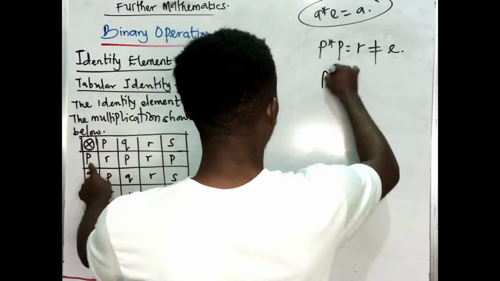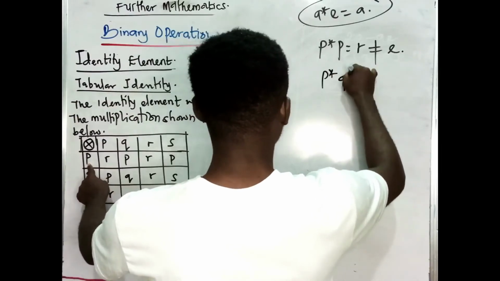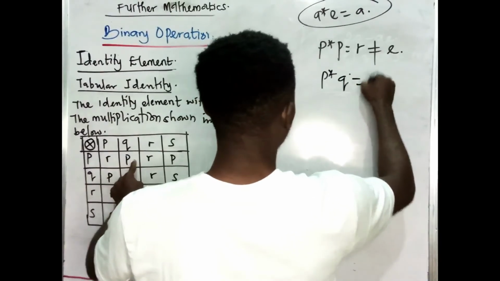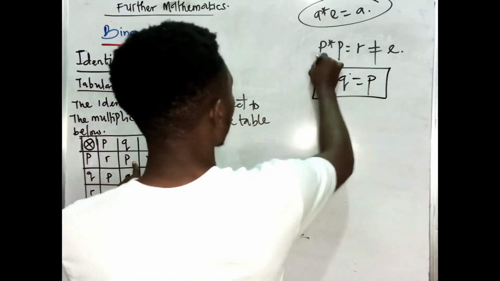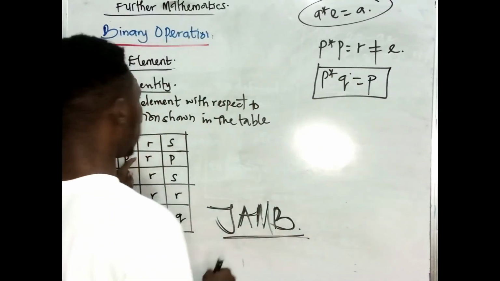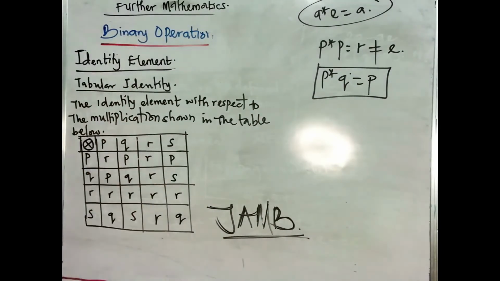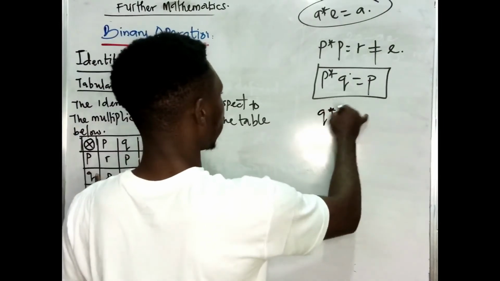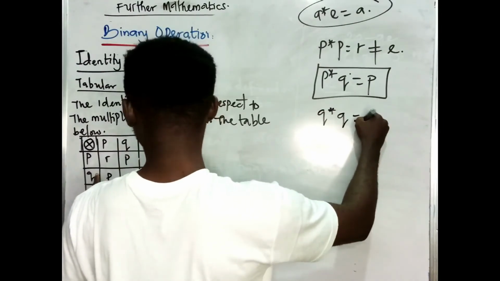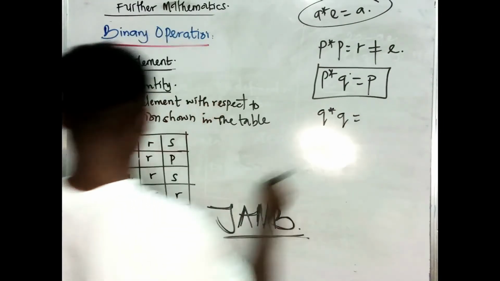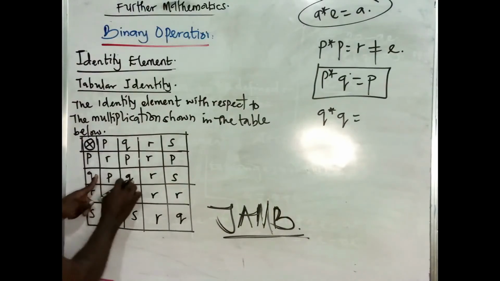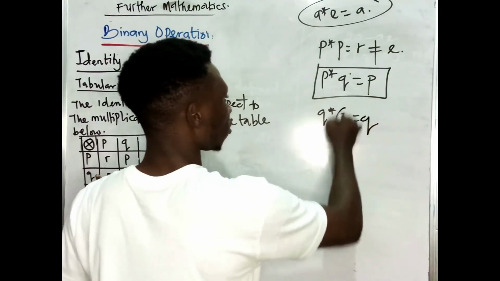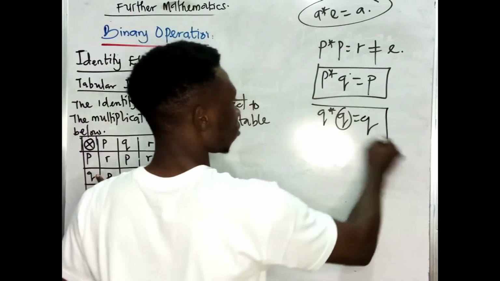Okay? P operation Q, which is equal to what? P. Now this looks like an identity. Let us try Q for other variables to see if it will give us the same value. So Q operation Q is equal to what? Q operation Q is equal to Q. Okay, this looks like an identity. This also looks like an identity.